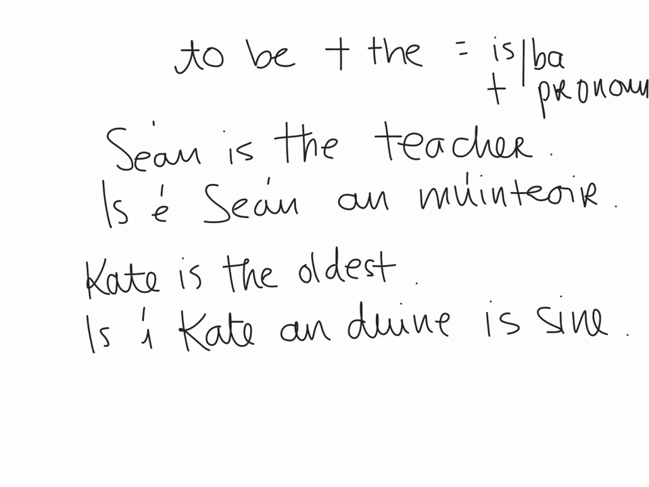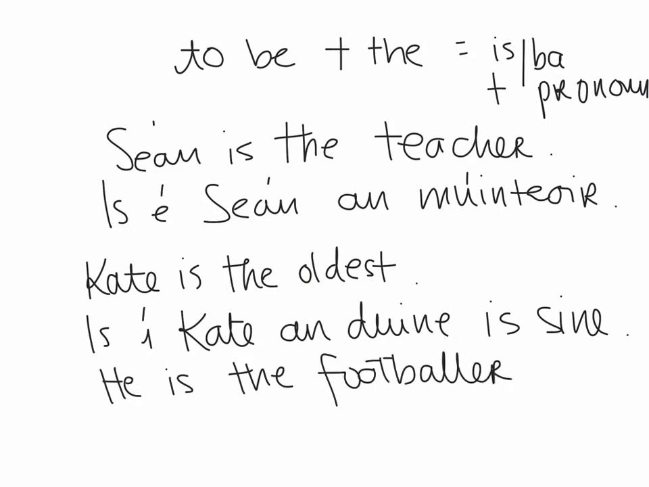I'll do one last one. He is the footballer. So, we'll do this one together. If you want, pause the video now and see can you figure it out and then start it again. And I'll explain it. So, he is the footballer. We definitely have the verb to be, he is, and the. So it's going to start with is or ba. It's is because we're in the present tense. So is she, because he is. So is she, we have is or ba and a pronoun. Is she the footballer?